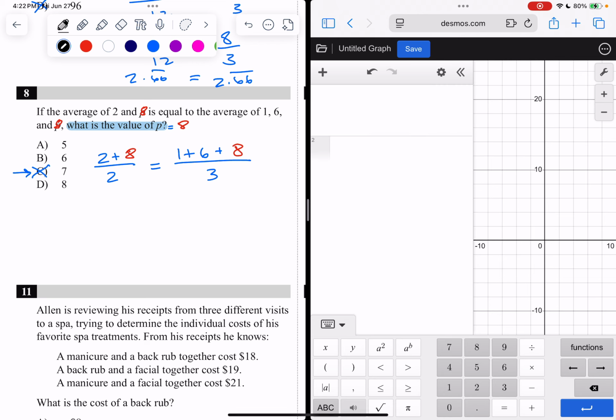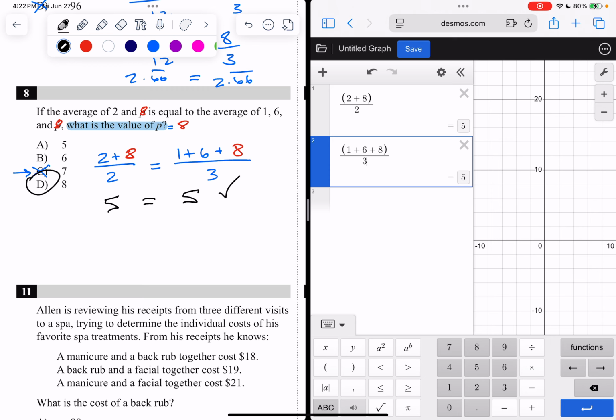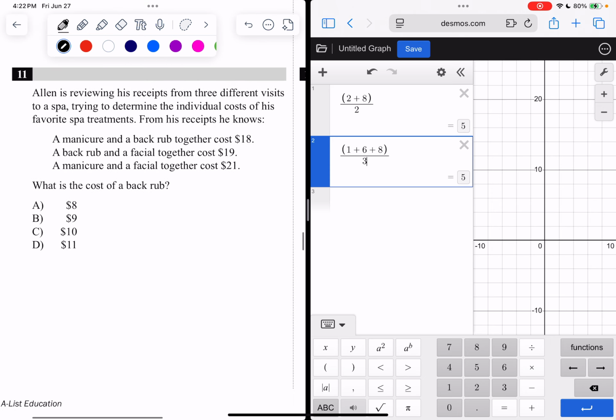Well, 2 plus 8, 2 plus 8. I'm going to add my parentheses in there and divide that by 2. Well, that gives me 5. And then on the other side, I have 1 and 6 and 8. Add my parentheses in and divide that by 3. Oh, well, that one gives me 5 as well. So it looks like I found my right answer. All right, let's take a look at the next one.